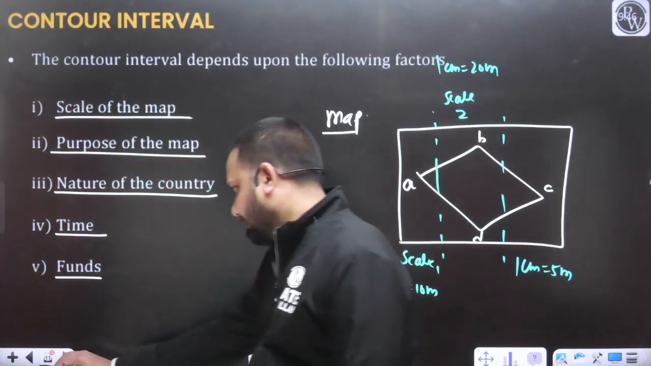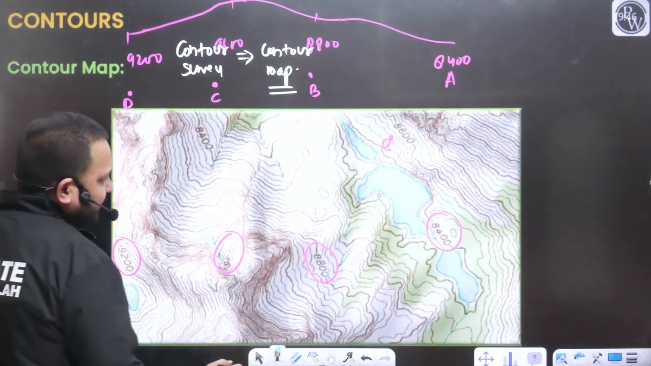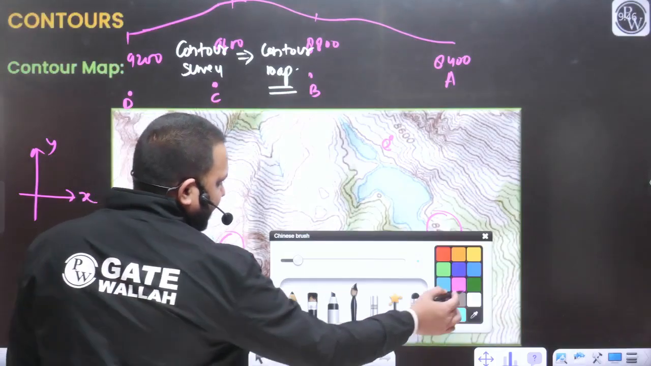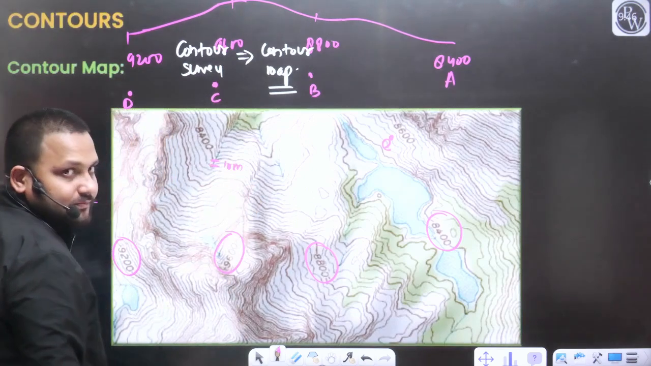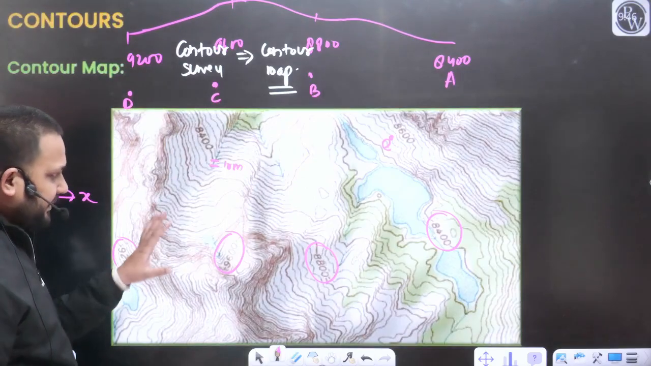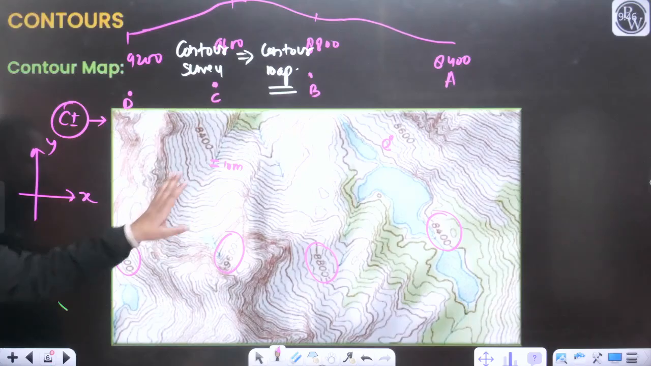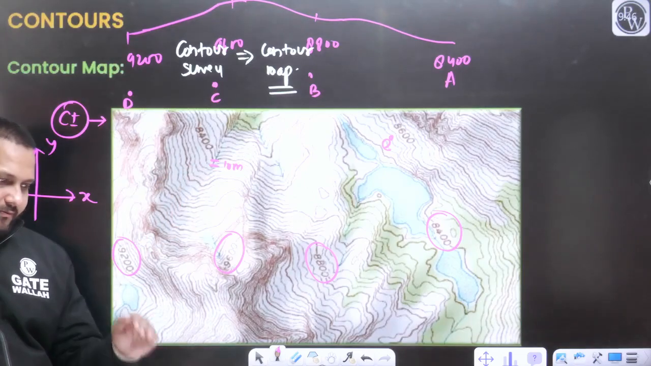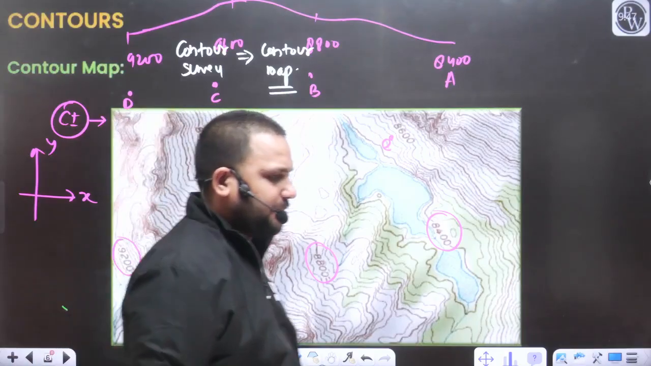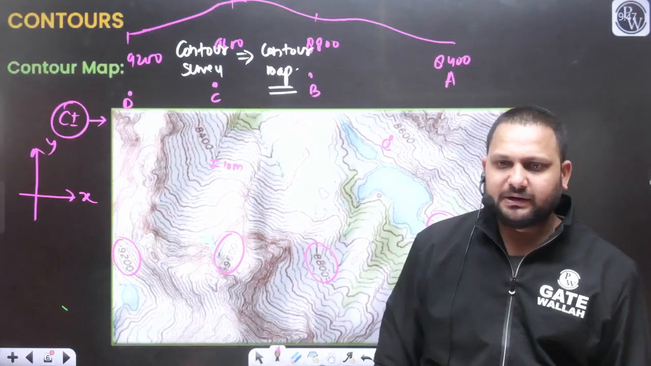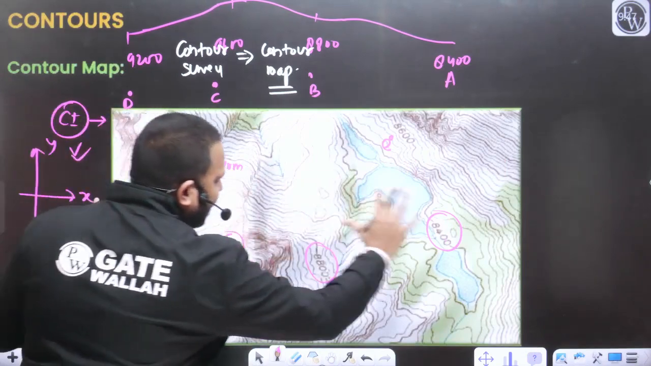So let's say in this contour map, the difference between two consecutive contours is, let's say, 10 meter. Let's say the contour interval considered for the preparation of this map is 10 meter. So between two successive contours, what will be the vertical distance? If the contour interval is 10 meter, the answer is going to be 10 meter. Now I have considered this contour interval for the entire map.